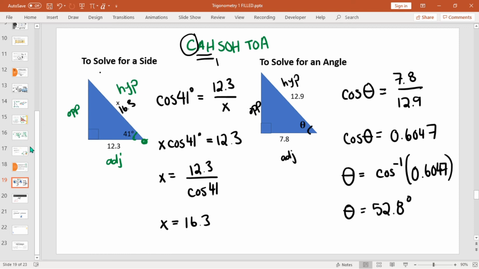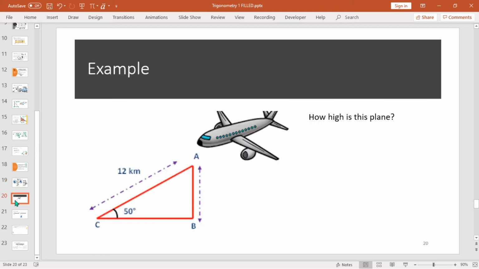All right, let's look at another example. Say I'm standing on the ground, and I notice that when I look up, because I have some kind of tool that measures it, at an angle of elevation of 50 degrees, I see a plane, and somehow I measured that it's 12 kilometers away from me, from the ground to the plane. I'm looking for how high it is, so I'm looking for this measurement. So label your triangle relative to that 50 degrees, and think about what you need.